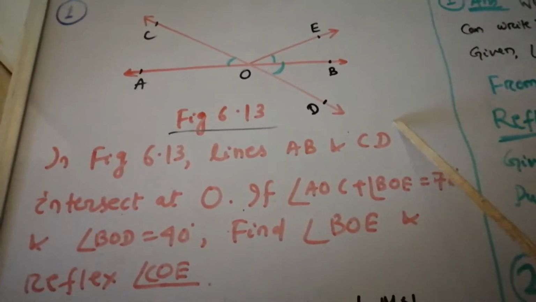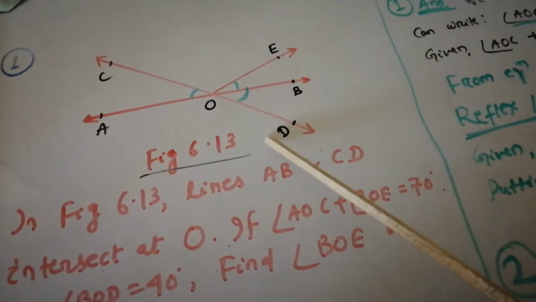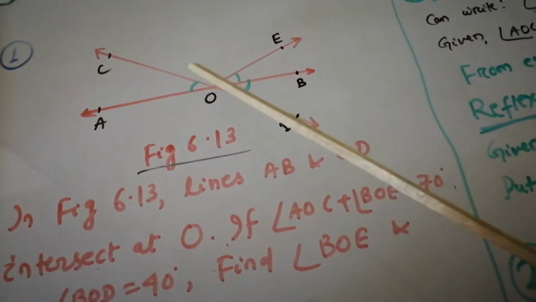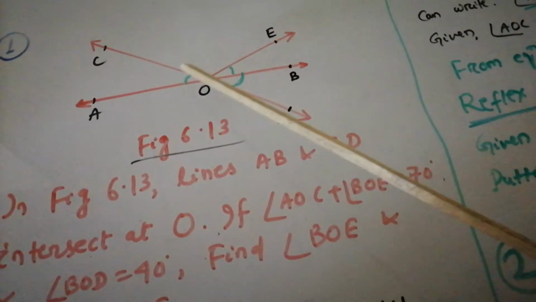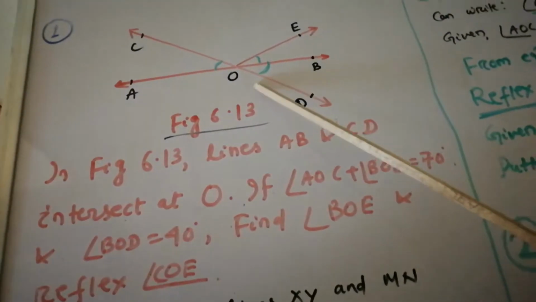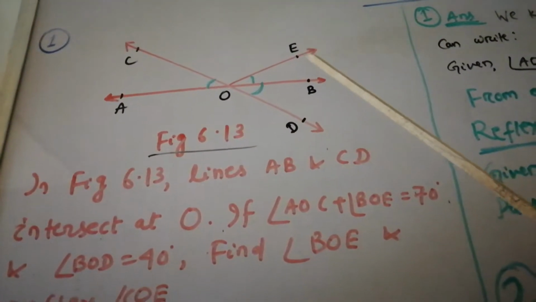The first question is, there is a figure given. The figure is 6.13. We have a straight line AB, we have a straight line CD, and these two are intersecting each other at point O. Fine. And there is another line OE also there.